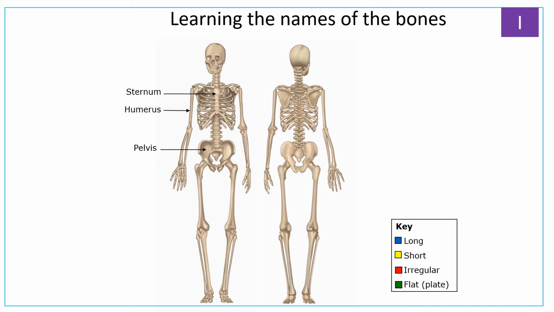This very, very large flat bone is called the pelvis. Now, if you can notice, this helps with the articulation of the hip joint. Articulation just means to move, and you'll see the upper leg is connected to the pelvis.